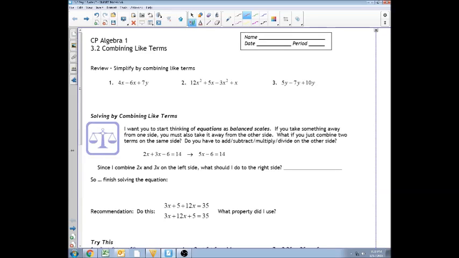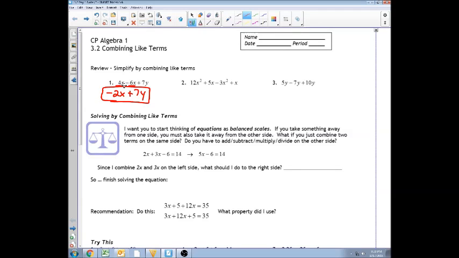Alright, let's check out number 1. The first thing we want to do is only combine the terms that have the same variable. That would be my 4x minus my 6x. Well, 4 minus 6 would be negative 2x plus 7y. When I add or subtract like terms or the same variable, I will not change the exponent. That is why it is just negative 2x.